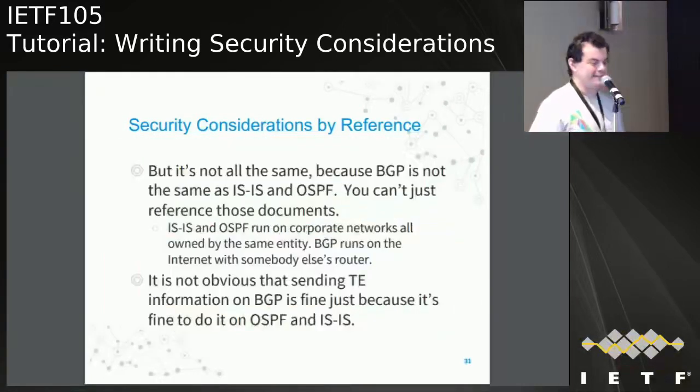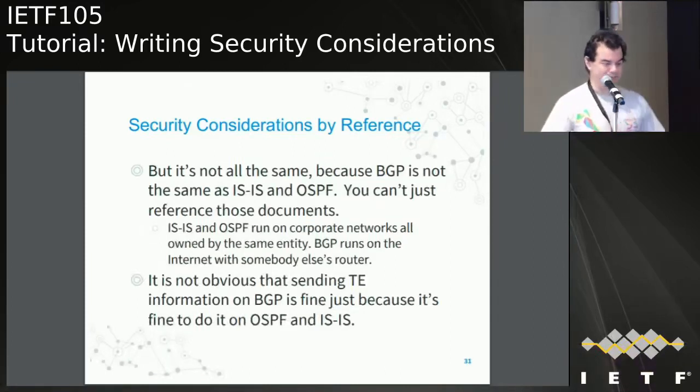Well, I said it isn't, because it's not the same. BGP is not the same as ISIS and OSPF. Why? Because ISIS and OSPF run on corporate networks. Usually, I'm sure somebody can say, oh, but I'm running BGP between my phone and my laptop. But usually, no. Usually, ISIS and OSPF run on corporate networks, and every node that participates in these protocols is owned by the same entity, while BGP runs on the internet. It's your router to somebody else's router. So it's not obvious to me that sending traffic engineering information is okay in BGP just because it's okay in OSPF. These are very different things.